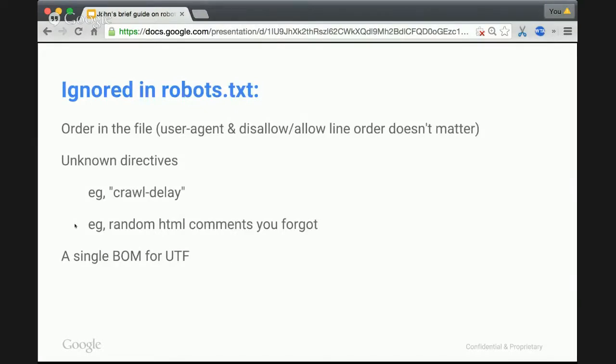We also ignore a single byte order mark for UTF files. So if you save a file in UTF format and you have the BOM at the beginning of the file, we'll ignore that. If you have two of them in the beginning of the file, then we'll assume that the second one was meant to be there kind of as a character within the file. So that might be something to watch out for. I haven't seen any issues with that in a really long time, though.